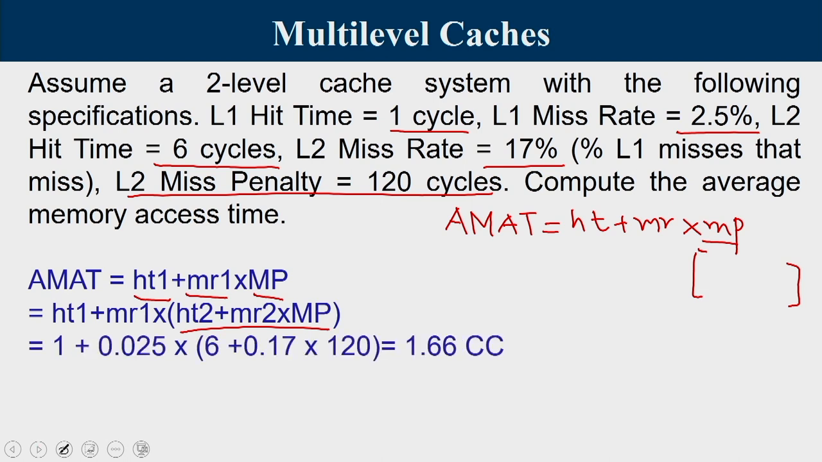Since all the values are given, the hit time of L1 is given with 1 cycle, so that is 1, plus miss rate of L1, that is 2.5%, so here the value is 0.025, into the hit time of 6 cycles for L2 cache plus the 17% miss rate, so 0.17 into 120 clock cycles. That is equal to 1.66 clock cycles, which is the average memory access time.